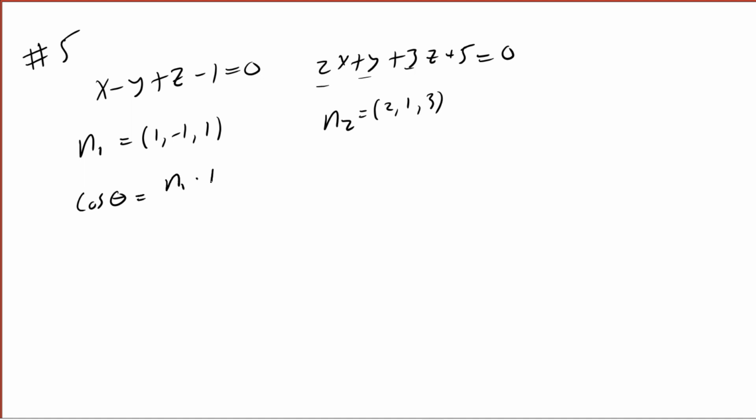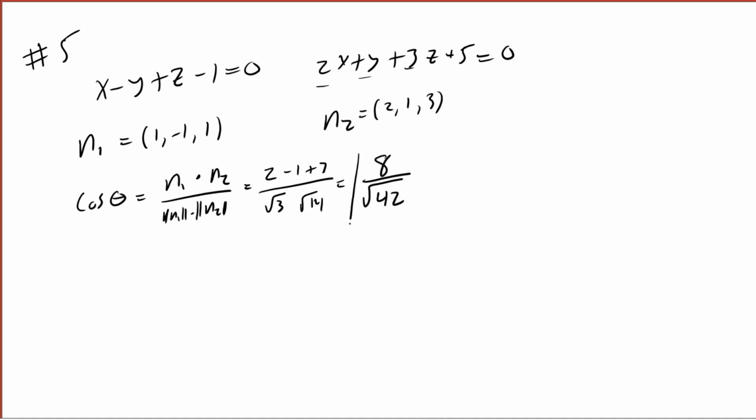So this is n1 dot n2 over norm n1 times norm n2. And that's just regular multiplication because these are scalars. This is a dot product. So we have 2 minus 1 plus 3 over square root of 3, times 4 plus 1 plus 9 is square root 14. So that is 4 over square root 3 times 14, that's square root of 42. Not even going to bother simplifying that.